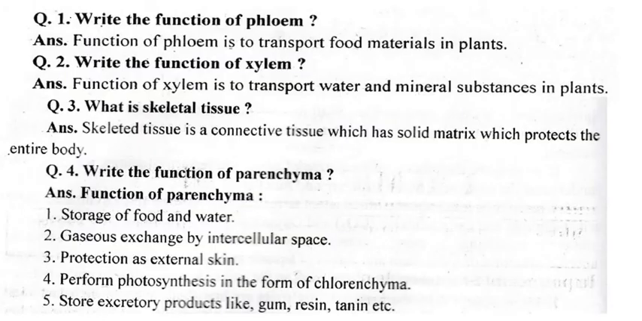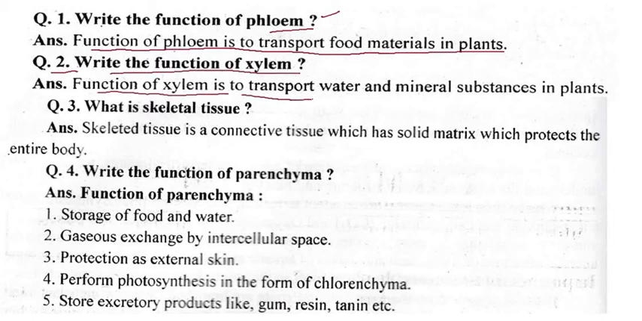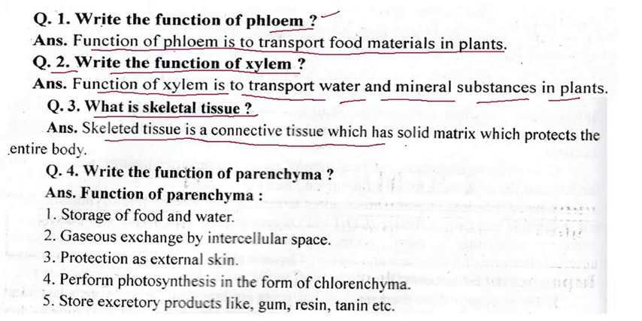Now the question is: write the function of phloem. The function of phloem is to transport food materials in the plant. Now question number two, write the function of xylem. The function of xylem is to transport water and mineral substances in plants. Now the third one is, what is skeletal tissue? Skeletal tissue is the connective tissue which has a solid matrix which protects the entire body.